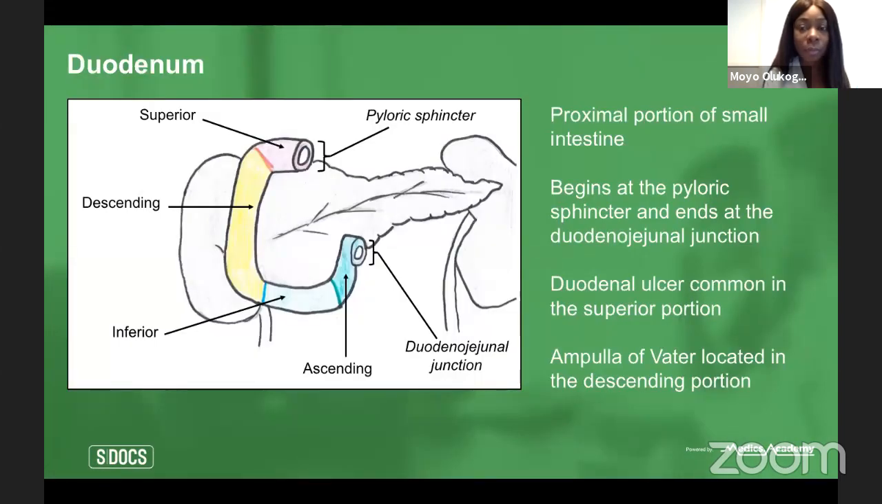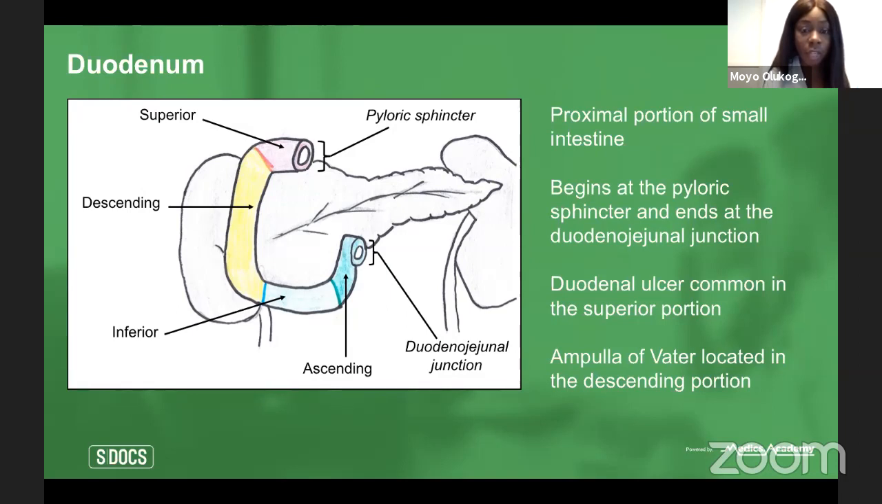So, the duodenum is the proximal portion of the small intestine. It begins at the pyloric sphincter, which is the end of the stomach, forms a C shape around the pancreas, ending at the duodenal-jejunal junction, where it's connected to the jejunum. A duodenal ulcer is common in the superior portion of the duodenum. We have 4 main anatomical regions. So we've already mentioned the superior portion, which is shaded in pink. In yellow is the descending portion. In light green is the inferior, and in blue, the ascending.